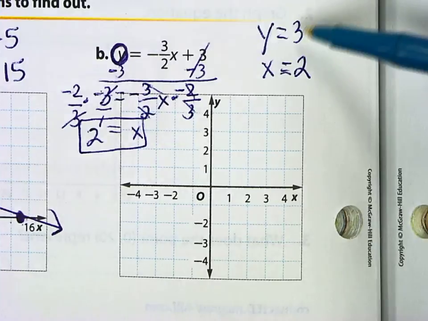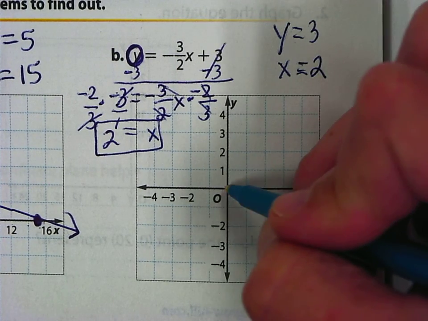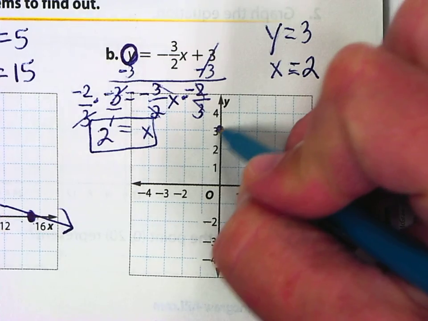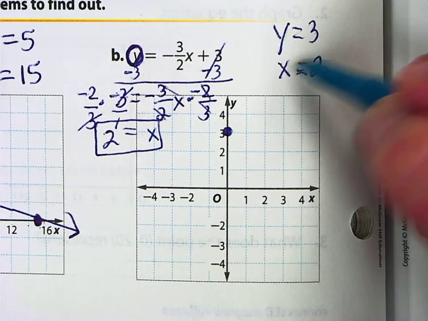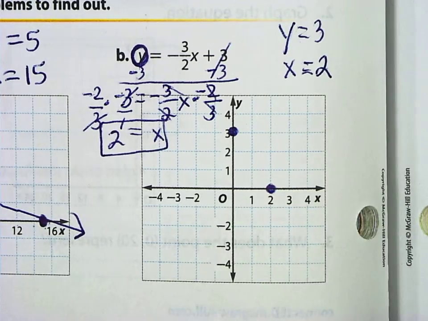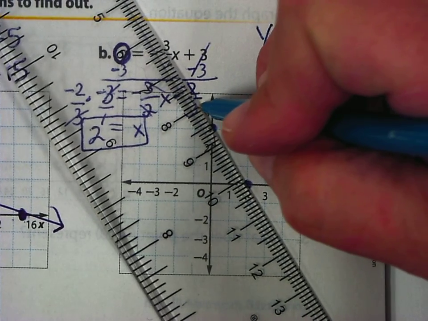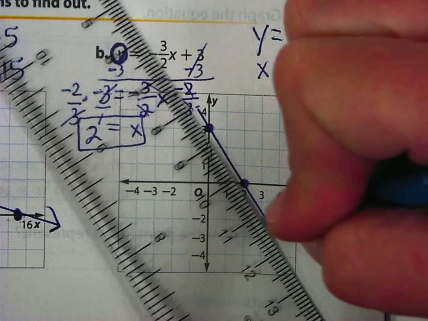I'm stating the x and y-intercept, and now I'm going to plot those points. I find 3 on the y-axis and plot the point. Now I find 2 on the x-axis, that's my x-intercept. Then I can use a straight edge to draw a nice straight line with arrows.